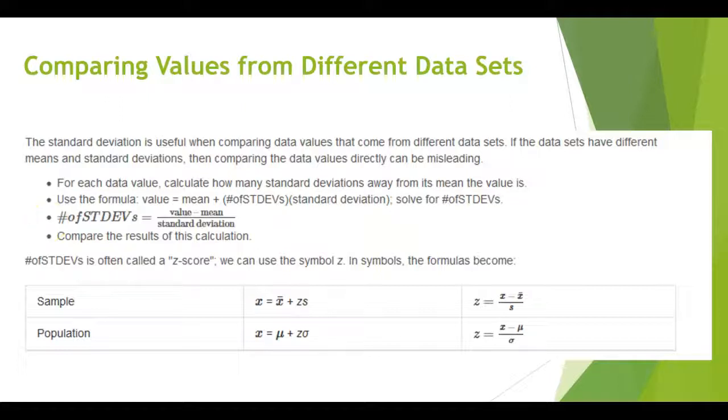Number of standard deviations in statistics is often called a z-score, and we use the symbol z. We will use this in other parts of this class, so this is something that you will want to understand and know how to do. Last, down here we have a table showing the sample and the population versions of how we would write how to find the z-score. Next, I want to show you how to do two example problems calculating this value.